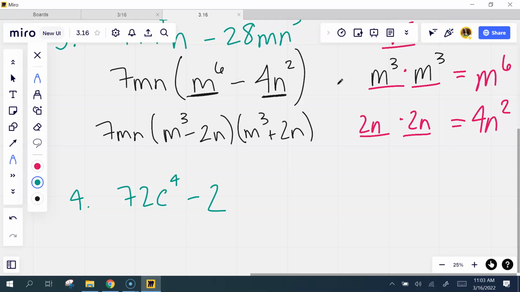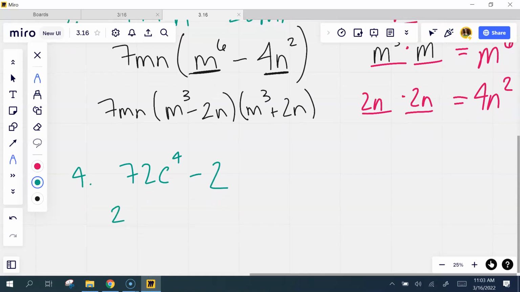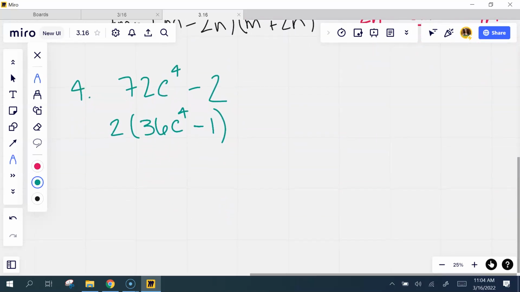Greatest common factor. 2. If I take that out, what am I left with? Oh, I recognize 36 being something special. 36c to the 4th. Did I just stop there? Minus 1. That's exactly right. Remember, whenever you go back and distribute, you have to have what you started with. Okay. Can I do anything else?